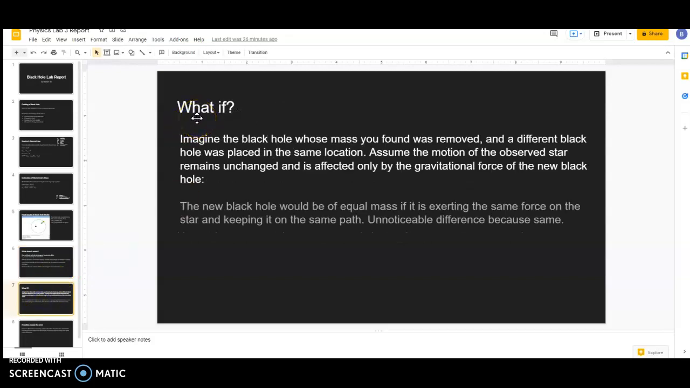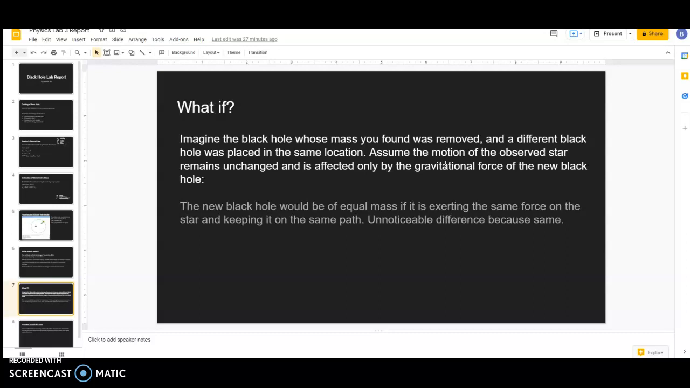As for the what-if question of a new black hole being substituted that causes the motion of the star to remain unchanged, the new black hole would be of equal mass to the old black hole because it has the same force on the star and it causes it to go in the same path of motion.